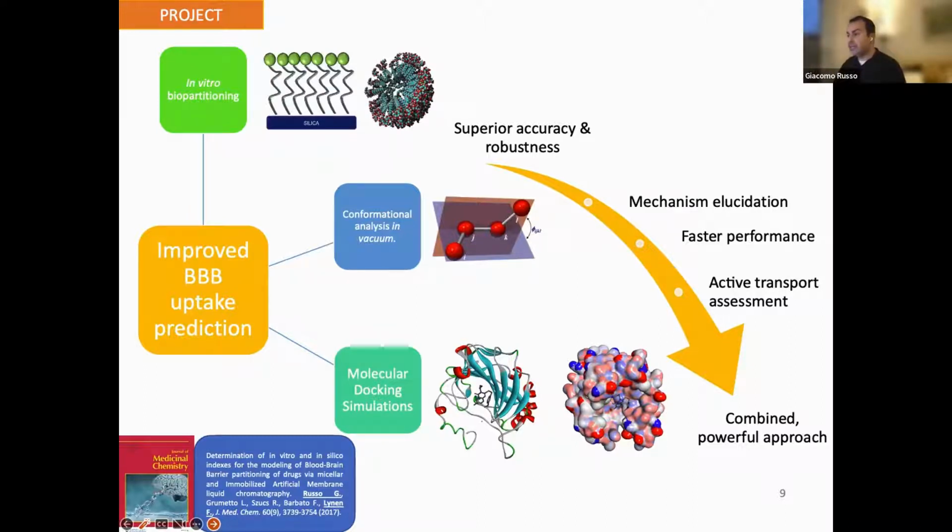But we also calculated a number of in silico descriptors through a conformation analysis in vacuum, and also performed some molecular docking simulation using the P-glycoprotein as a target. P-glycoprotein is one of the proteins most responsible for pumping compounds out of the brain. So it can be that some compounds having a high passive diffusion permeability are then pumped out of the brain because of the action of this protein.